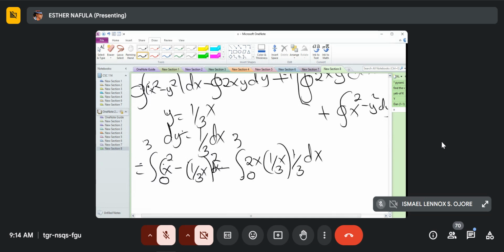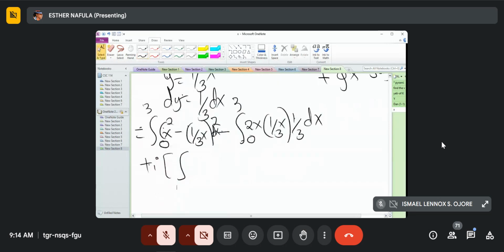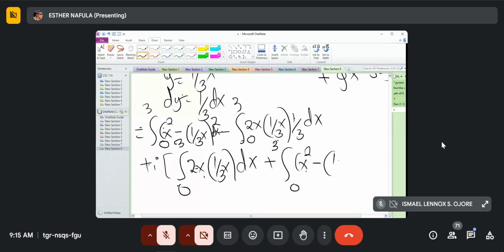integrals, plus i, I hope I'm not too fast, into, we integrate from 0 to 3, 2xy dx. 2x, our y is a third x, so this is dx, plus we integrate from 0 to 3. Finally, we had x squared minus y squared dy. So x squared minus y, which is a third x, so a third x squared. dy is a third dx.